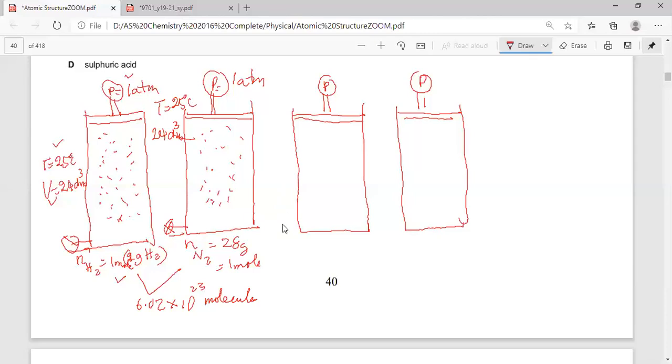Same thing if I pump in another gas, ethane, C2H6. 1 mole is 30 grams. It goes up here, and with 1 atmosphere, the volume is also the same, 24.